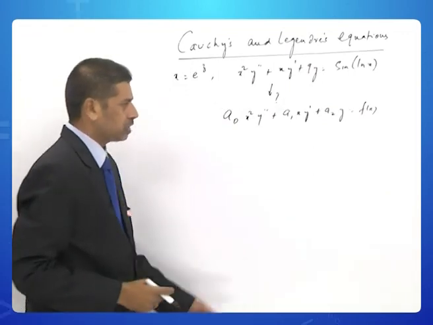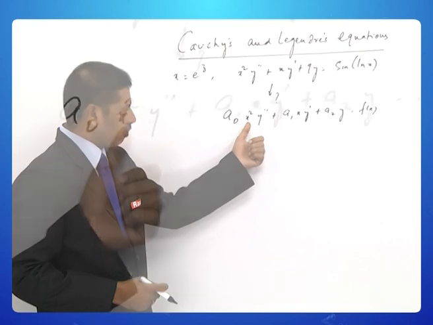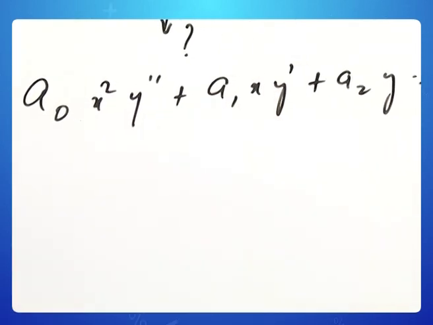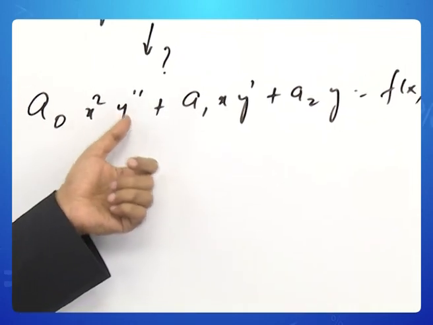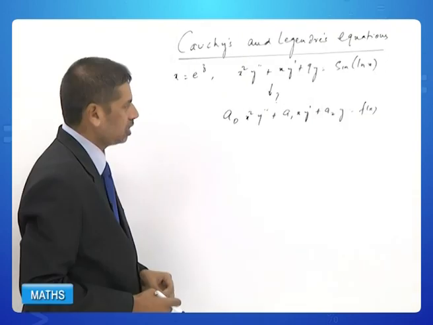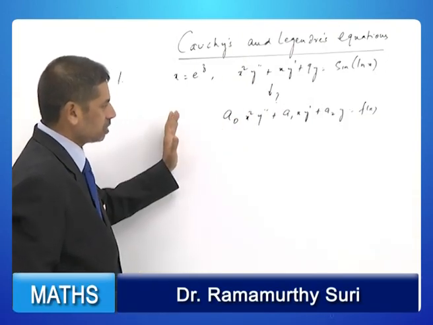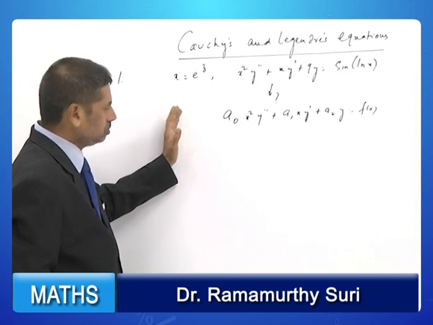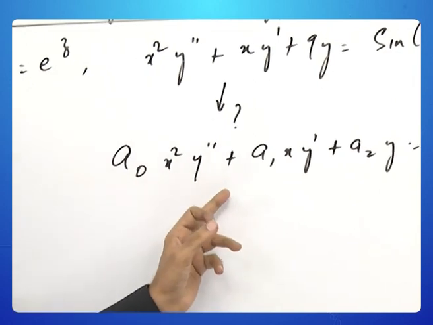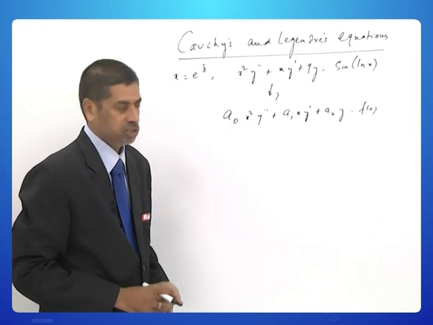A Cauchy's equation can be recognized by x square in the coefficient of y double dash, x in the coefficient of y dash. Similarly, if you have a y triple dash, it must be accompanied by x cube. Such equations are called Cauchy's equations. Legendre's equations are slightly different, but having the same principle. It is known theoretically that x is equal to e power z transforms such equations to equations with constant coefficients.